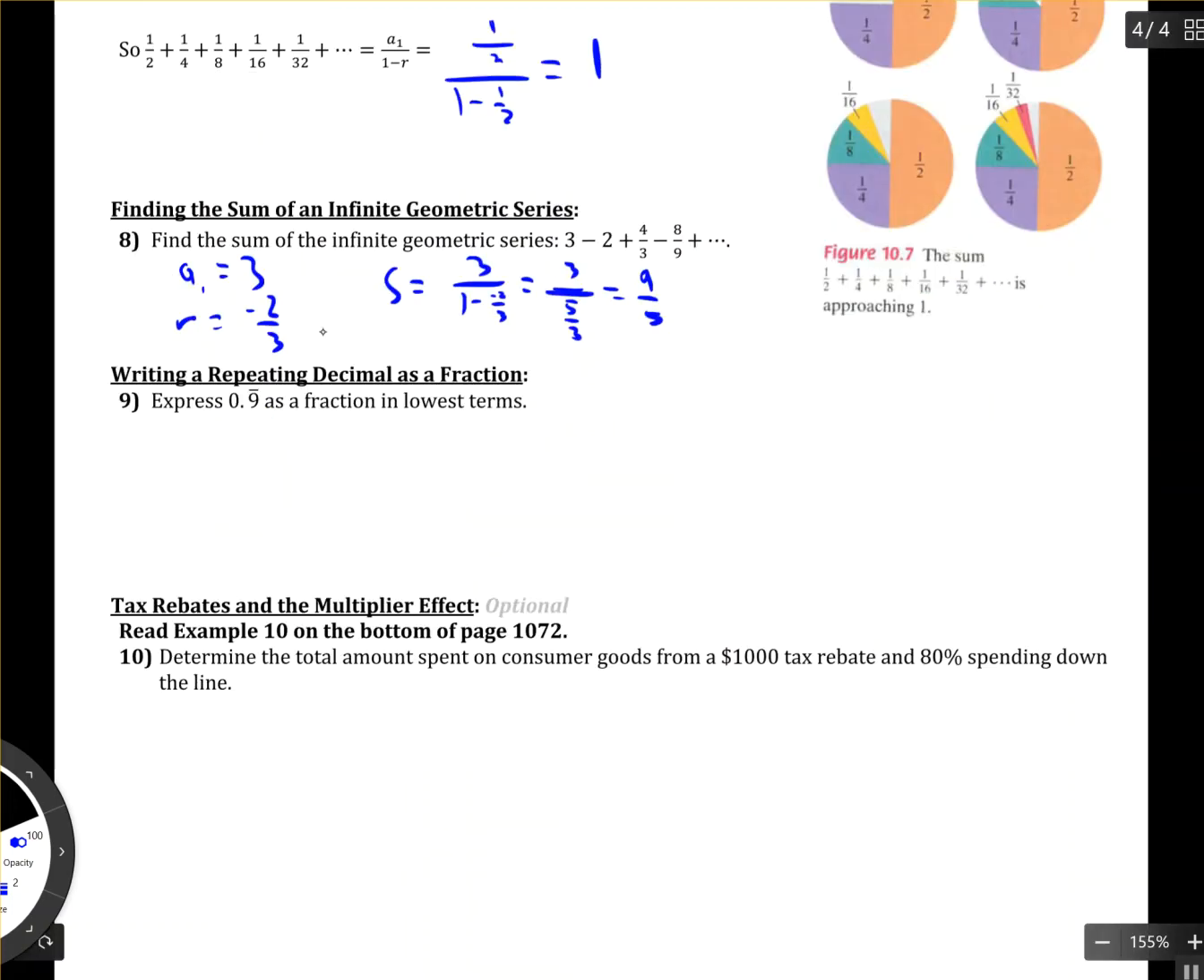All right, number 9. Express 0.9 repeating as a fraction in lowest terms. I always think this is kind of nifty. So, the question is, is 0.9 repeating equal to 1? Well, there's a couple different ways you can think about that. Remember, 1/3 is equal to 0.3 repeating. 2/3 is equal to 0.6 repeating. 0.3 repeating plus 0.6 repeating is 0.9 repeating. So I'd have 3/3 is equal to 0.9 repeating, which is equal to 1.